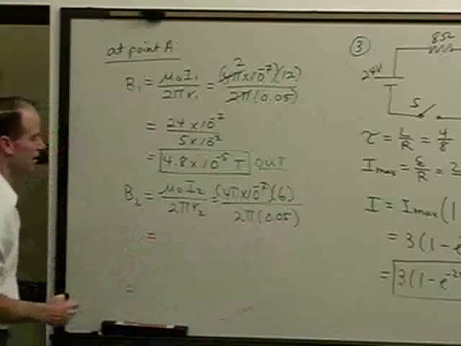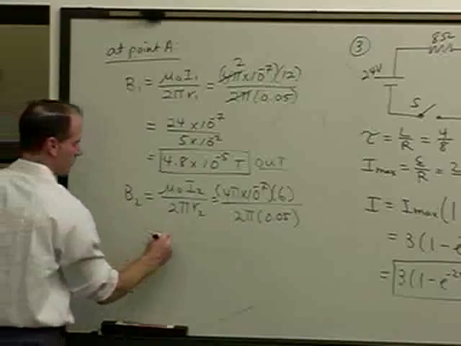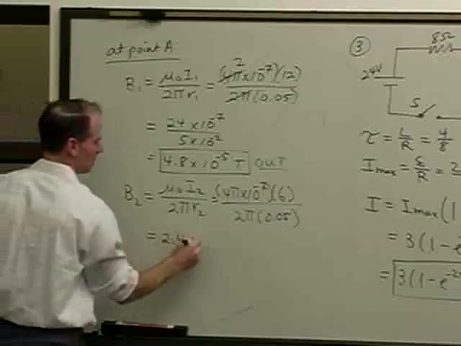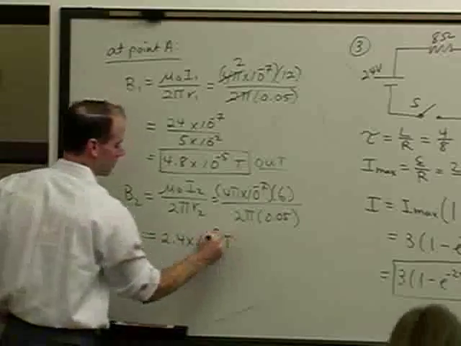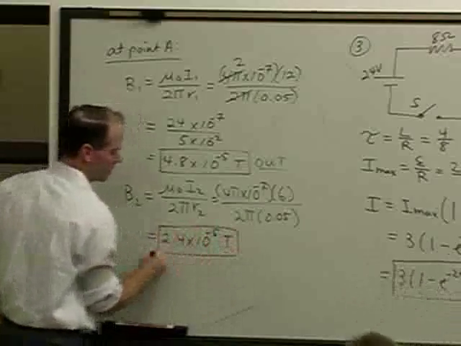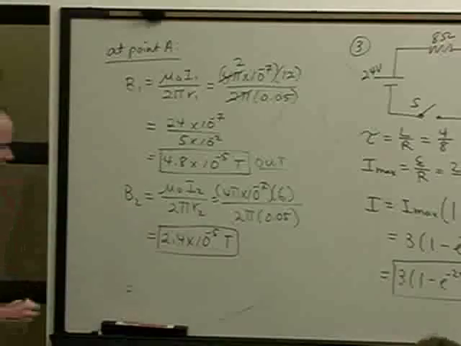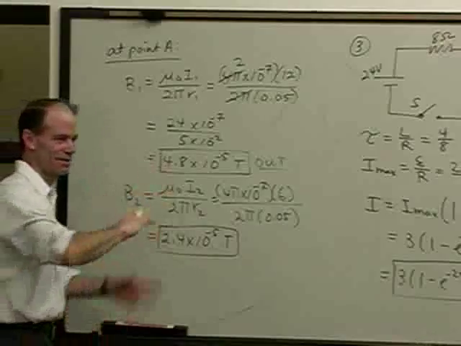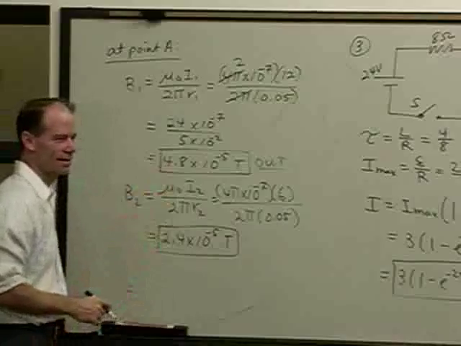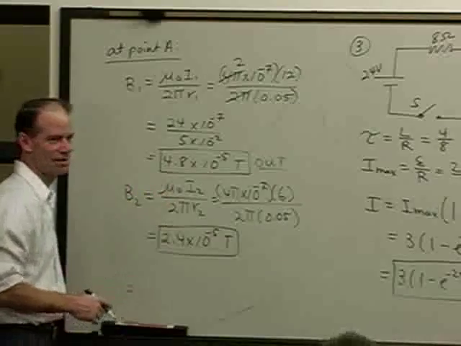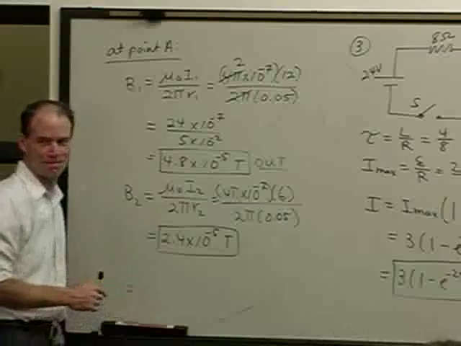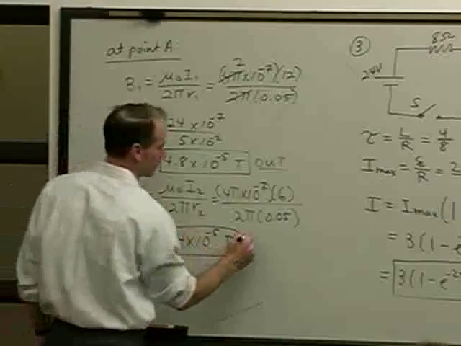And just doing that calculation in my head, 2.4 times 10 minus 5. Quickly, and carry the 2 by pi. Carrying pi out to 7 decimals, so it's a little bit inaccurate.